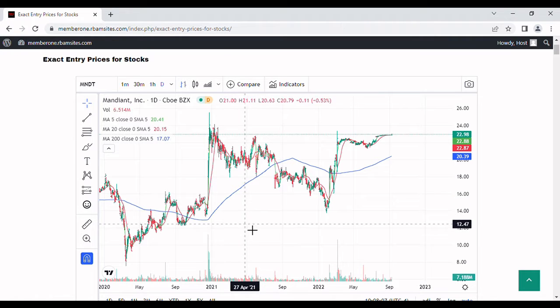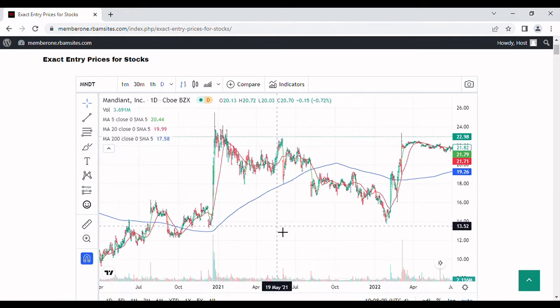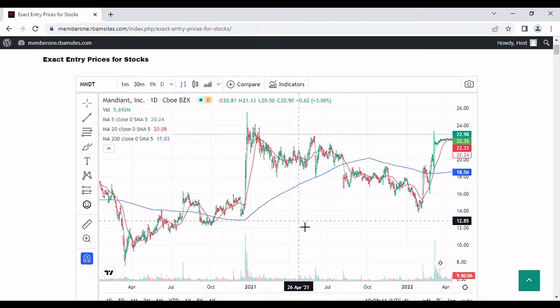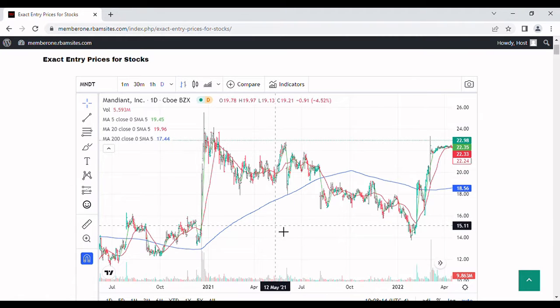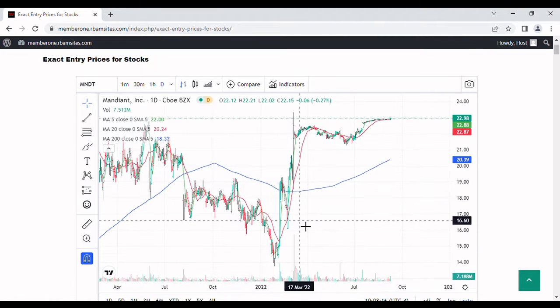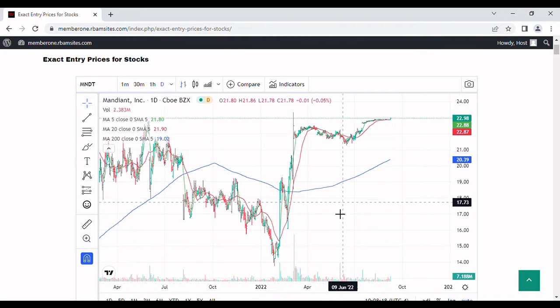But I'm going to show you here real quick why I think it's a good idea to always put those three moving averages, the 5, the 20, and the 200 day, on a stock to give you an idea, a perspective of what's going on with it. Let's take a quick look at this stock.